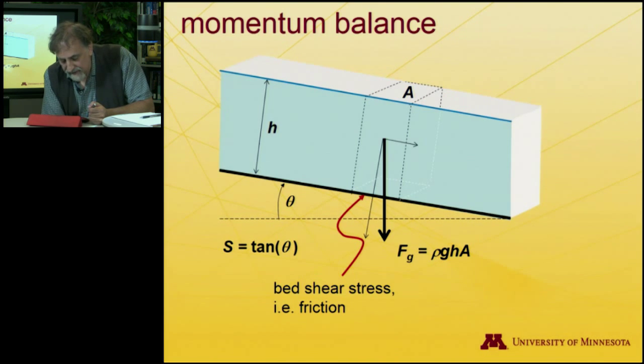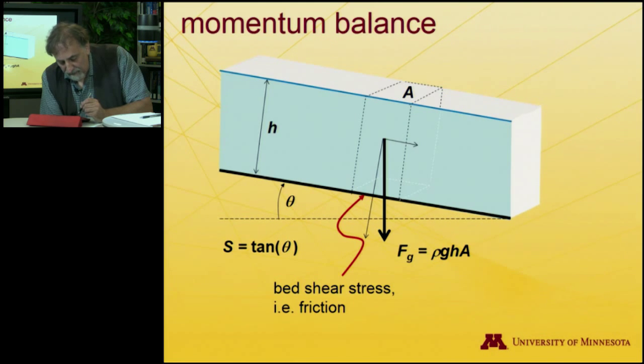The gravity force then is just the weight of the material. So that's easy to work out. It's the density times the volume of the box. But then we want to take the component of that down slope, and so we have to resolve, as I said before, the weight force into its two components.